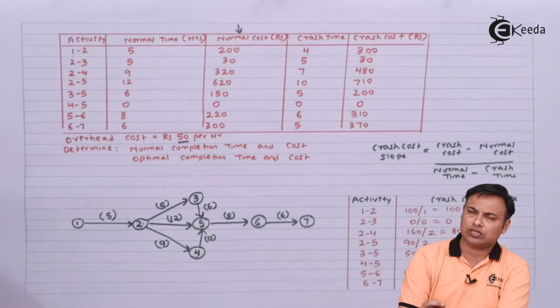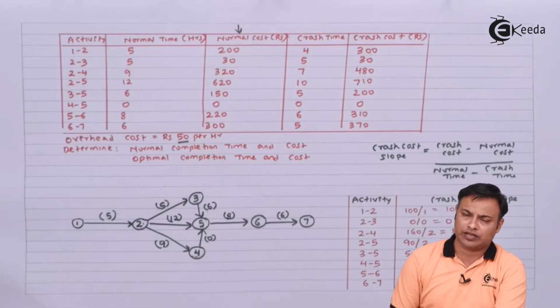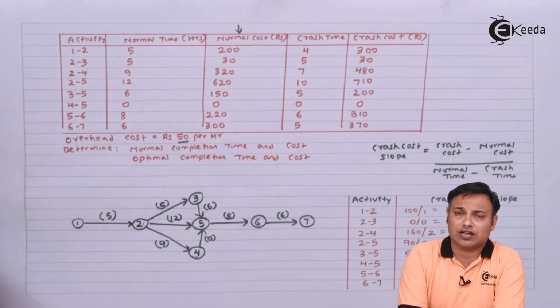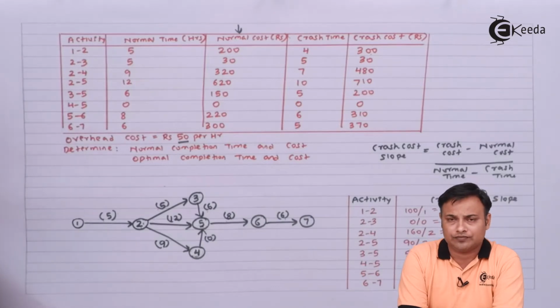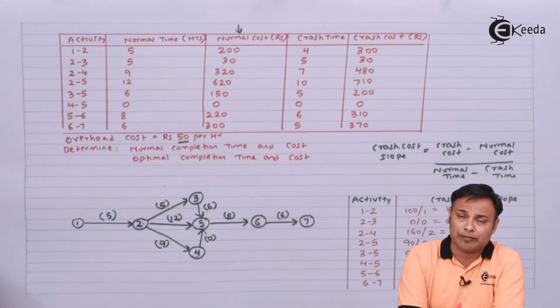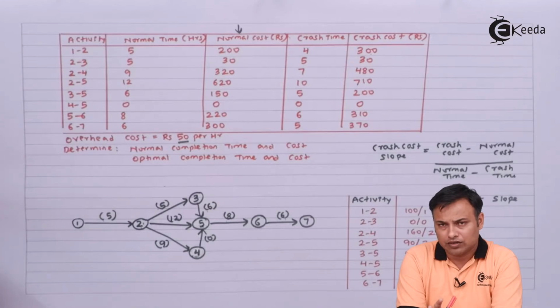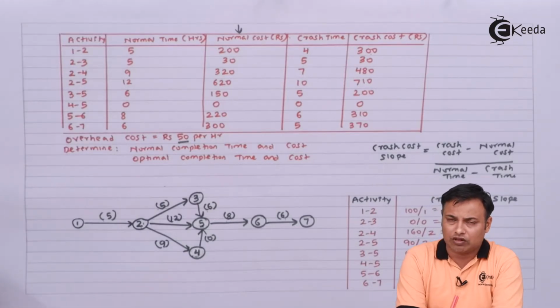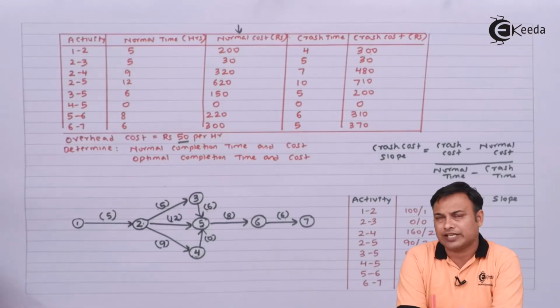So, our first rule was, crashing karna hai to hamesha critical path pe jo activities hain unhi ko karna hai. Aur dusra rule hamara hai ki crashing karte waqt agar ek se jyada critical path aayega to aapko dono mein simultaneously crash karna hai. You can't just crash one activity or one path and ignore the second one.